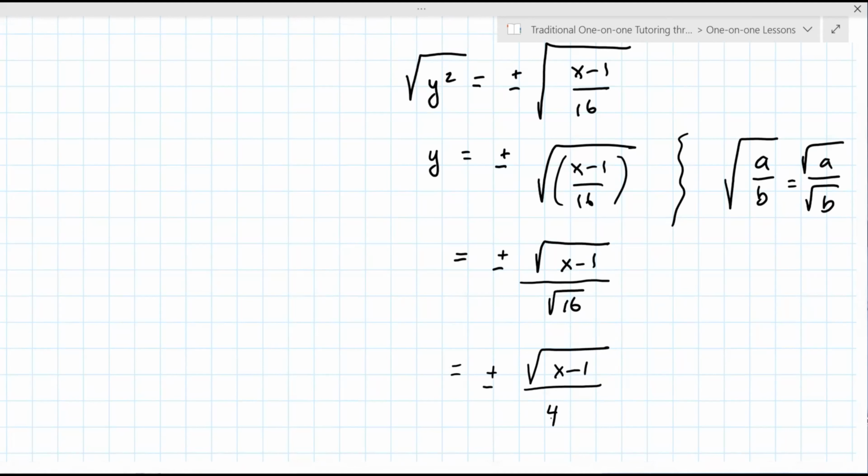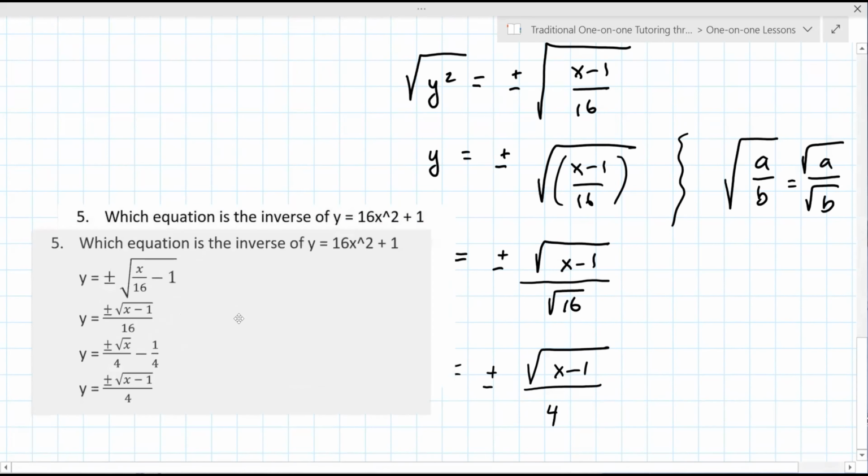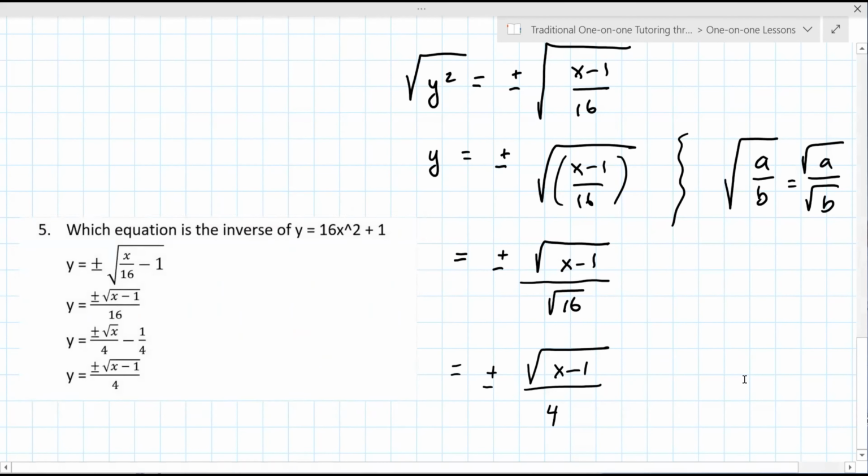Now, do you see that answer in the answer space? I'm sorry, my computer's acting up right now. No problem. Let me snip it in and see if you can just pick it off from the list here. So it'd be the last one, right? Yes.